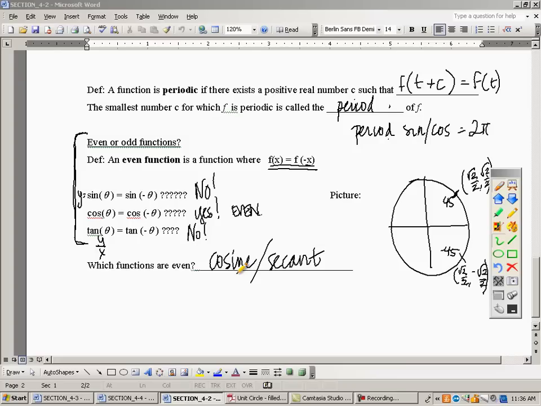Biggest thing as you're going through your homework tonight, though, you have to use your unit circle. If you need extra blank ones, please ask, because again, you want to make sure you know the ins and the outs of that unit circle.